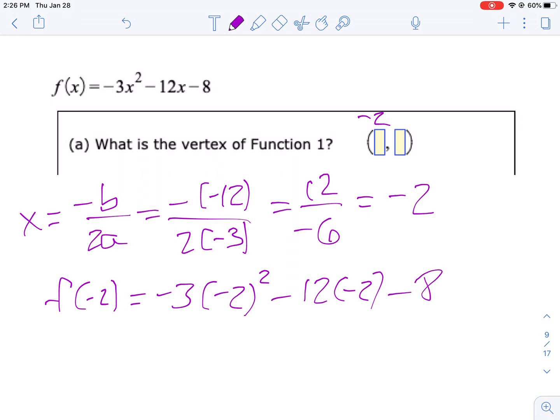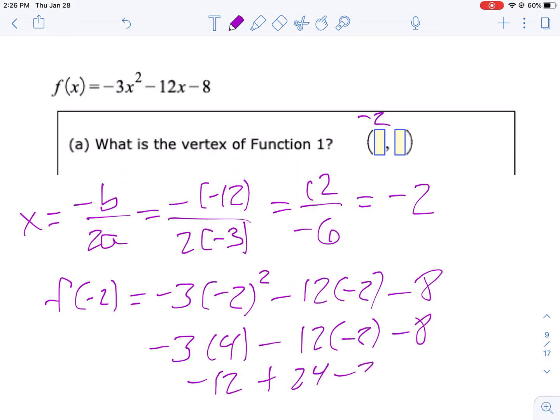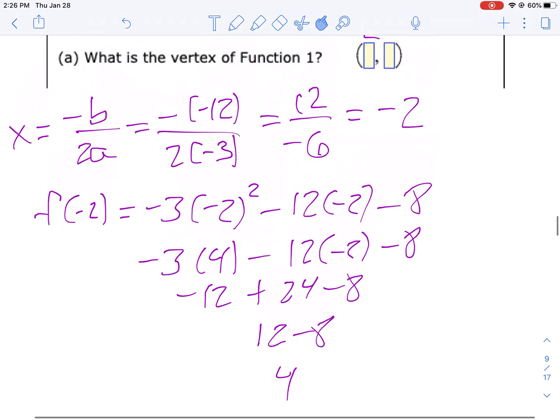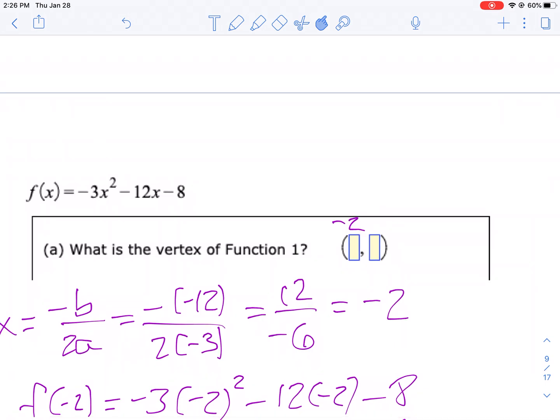Order of operations, let's do the exponent first. So negative 3 times 4 minus 12 times negative 2 minus 8. Negative 3 times 4 is negative 12. And negative 12 times negative 2 is positive 24. And we subtract 8. Now we're just going to simplify that. So negative 12 plus 24, well, that's 12. 12 minus 8 is 4. So the vertex of this problem is negative 2, comma 4.